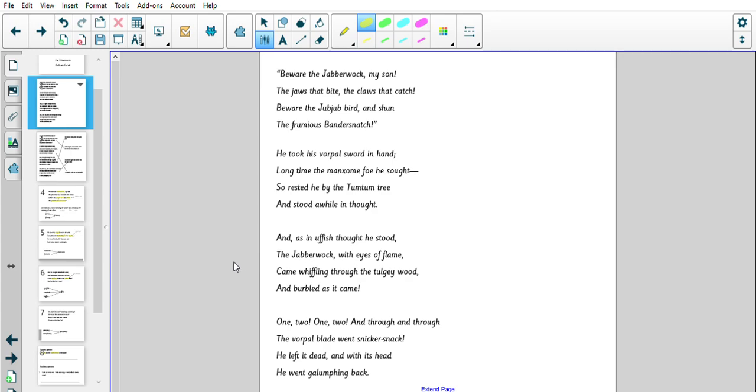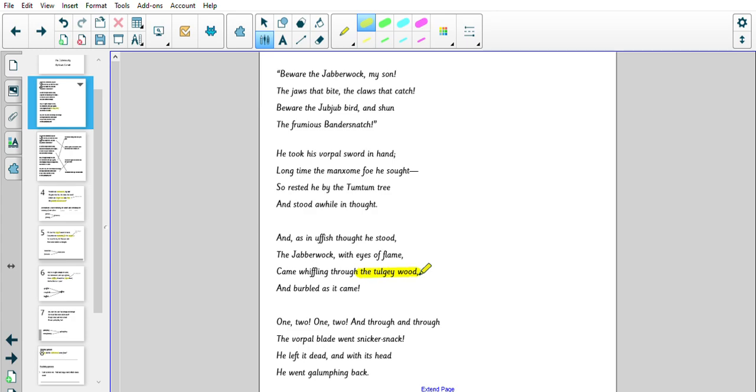As in uffish thought he stood, the Jabberwock with eyes of flame came whiffling through the tulgey wood.